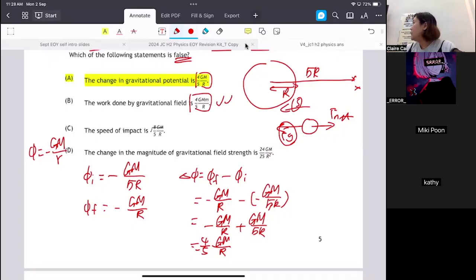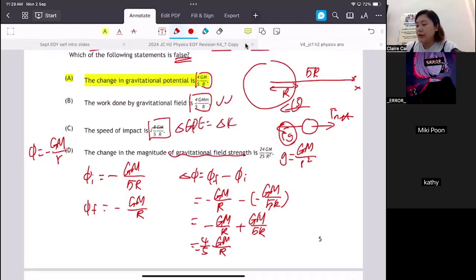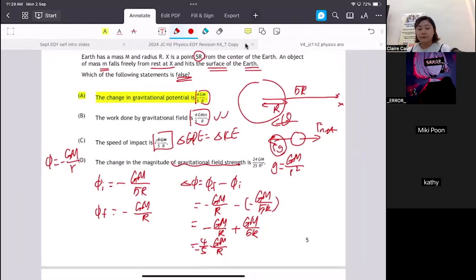Okay, part D, this one you're also using the formula. So use your gravitational field strength, g is GM over r squared, and then you can calculate and find the difference. Then for the speed of impact, change in GPE equals change in KE. Same thing, you can also work out the expression. So we should look at the correct ones also. That's why the only thing that is not true is your A, because of the missing negative sign.